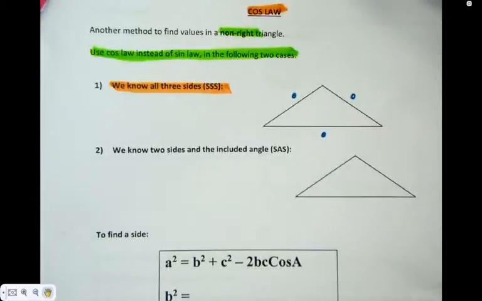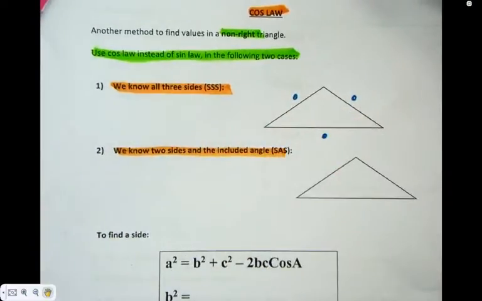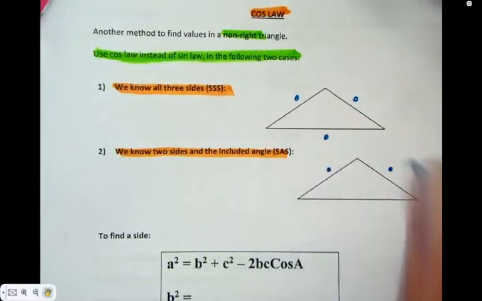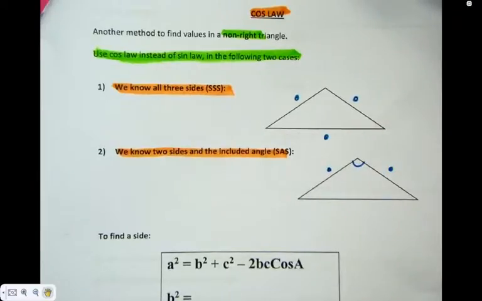The second time that we use Cos Law is when we know two sides and the included angle. We call that side angle side. So we have any two sides, it doesn't matter which one. And as we talked yesterday, the included angle is the one that's in between them, the one that's formed by those two sides.